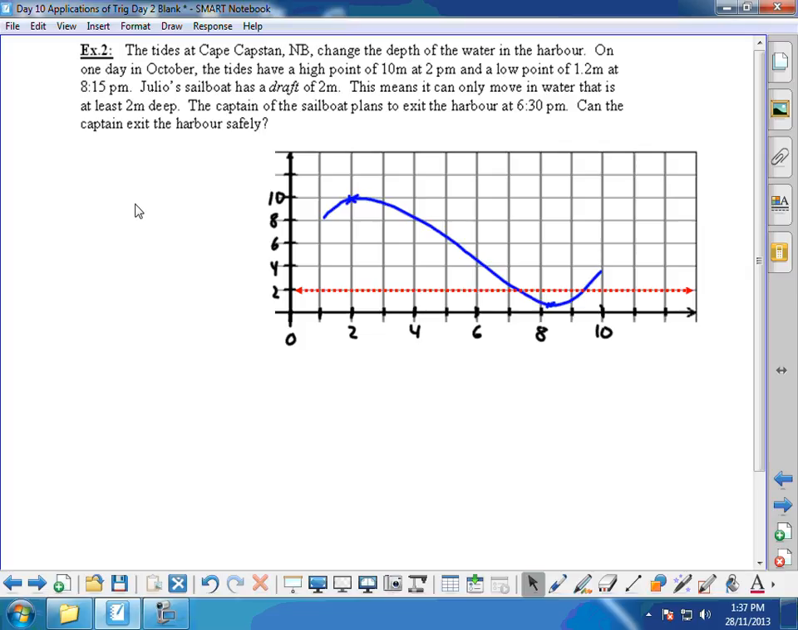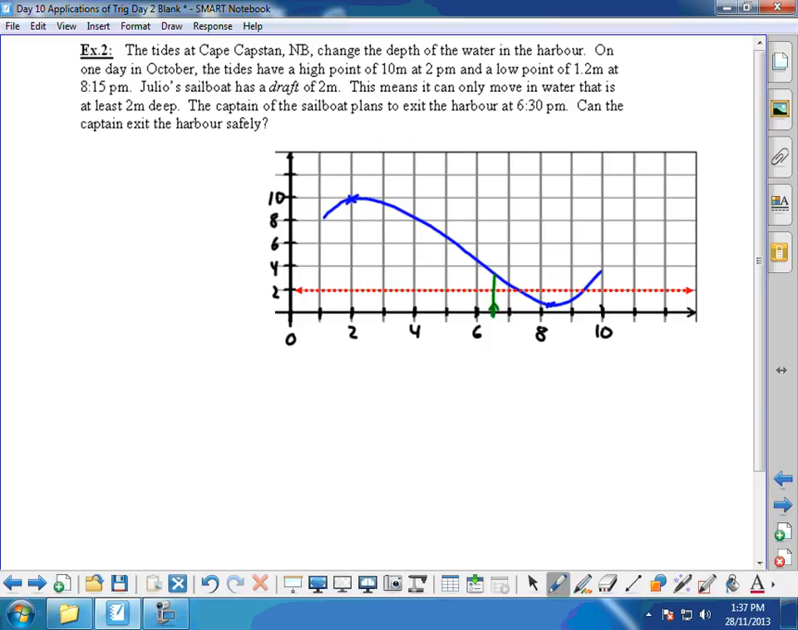So we already came up with this picture. We recognized that the only information we knew was the highest point was at 2 o'clock at 10 meters. The lowest point is just after 8 at 1.2 meters. And we're interested in the 2 meter mark. You can already see from the graph, we're actually interested more in what happens at 6:30. So right here, according to the graph, it looks like we're going to have enough water.